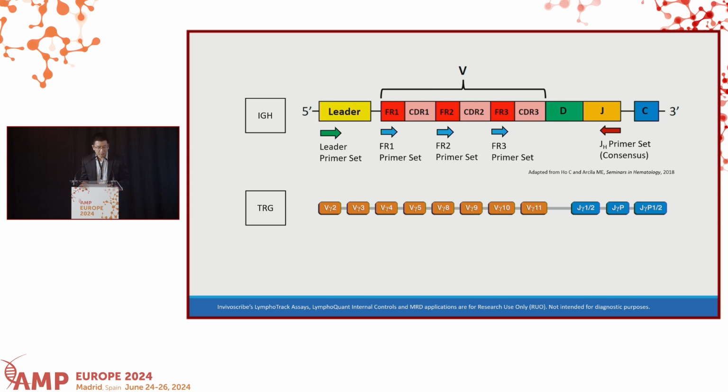Here are the primers that we use routinely. There are forward and reverse primer sets that target the conserved regions within the variable and joining regions. For IgH, there are primer sets targeting the framework region 1, 2, and 3, in addition to a leader primer set that targets upstream of the framework region 1. This allows sequencing of the entire IgHV region and allows assessment for somatic hypermutation.